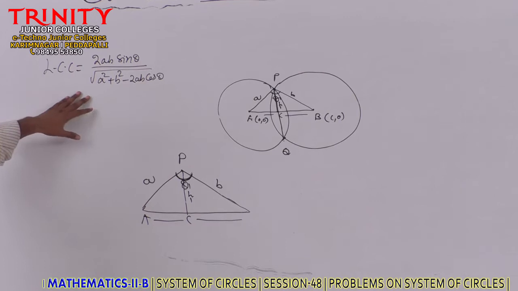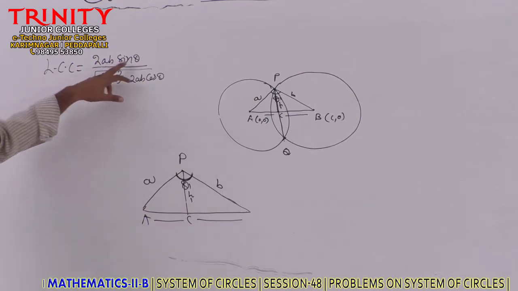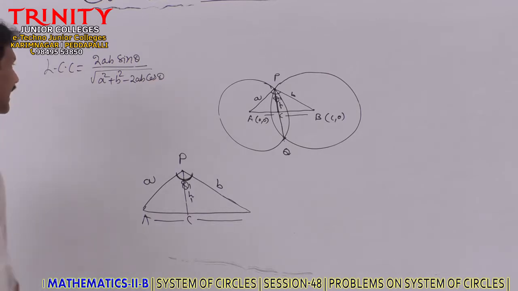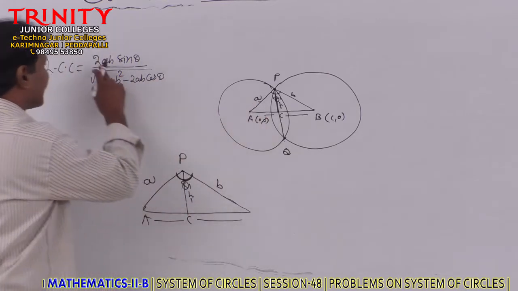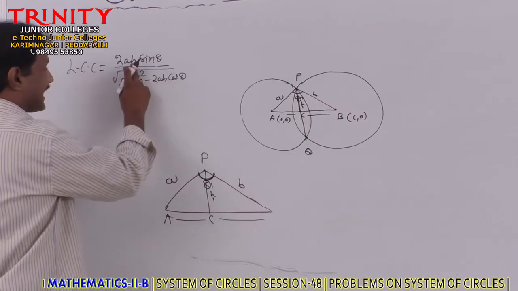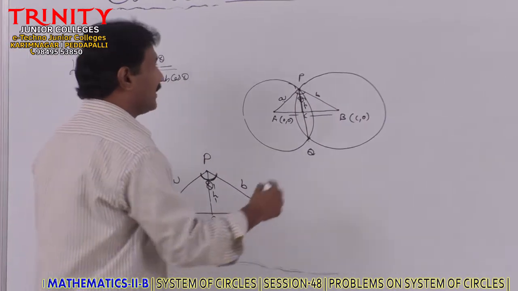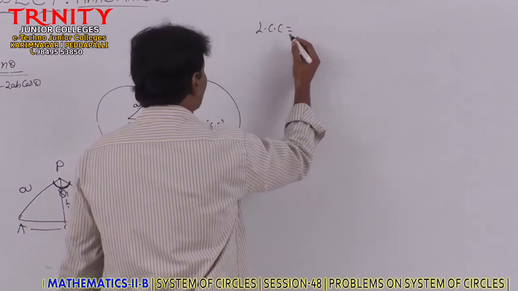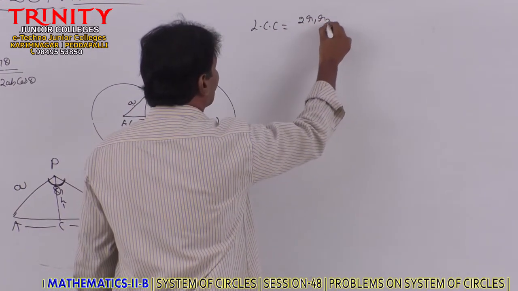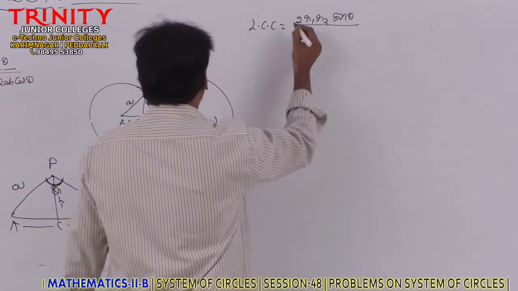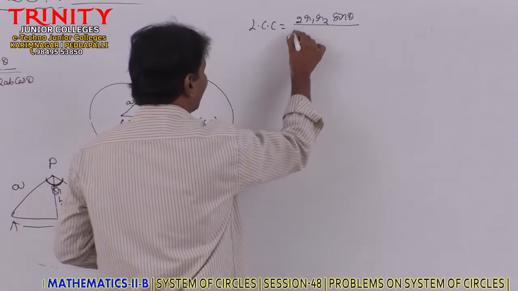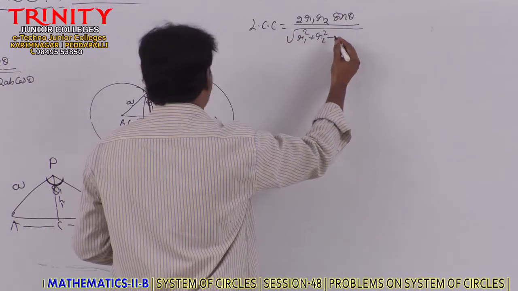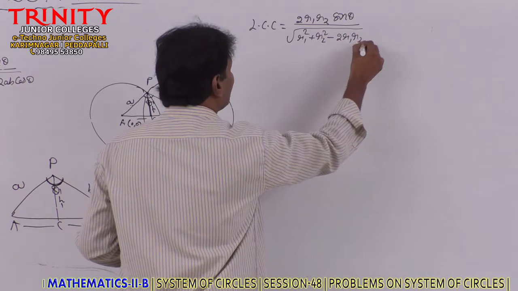This proves the concept: the length of the common chord is 2AB sin theta by root of A square plus B square minus 2AB cos theta. Here, A is the radius of the first circle, B is the radius of the second circle. Therefore, where theta is the acute angle between the radii, the formula becomes the length of the common chord equal to 2r1 r2 sin theta by root of r1 square plus r2 square minus 2r1 r2 cos theta.